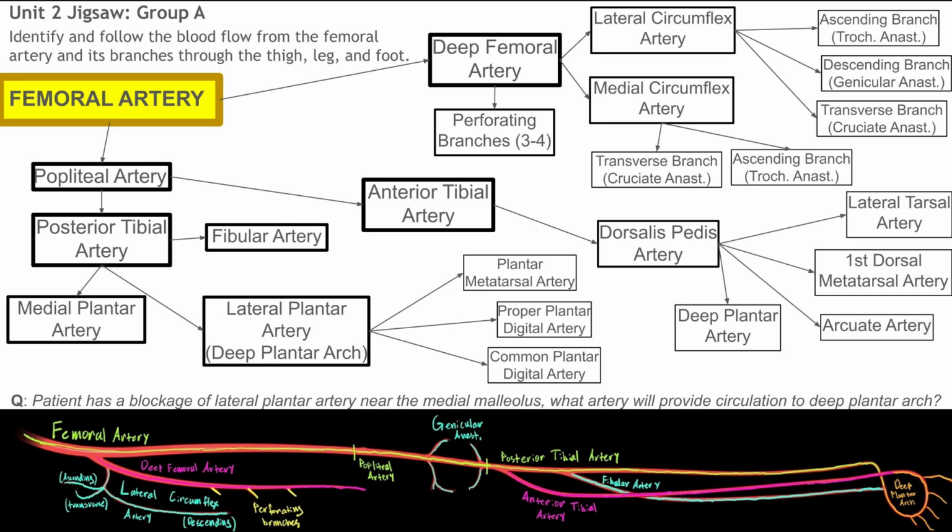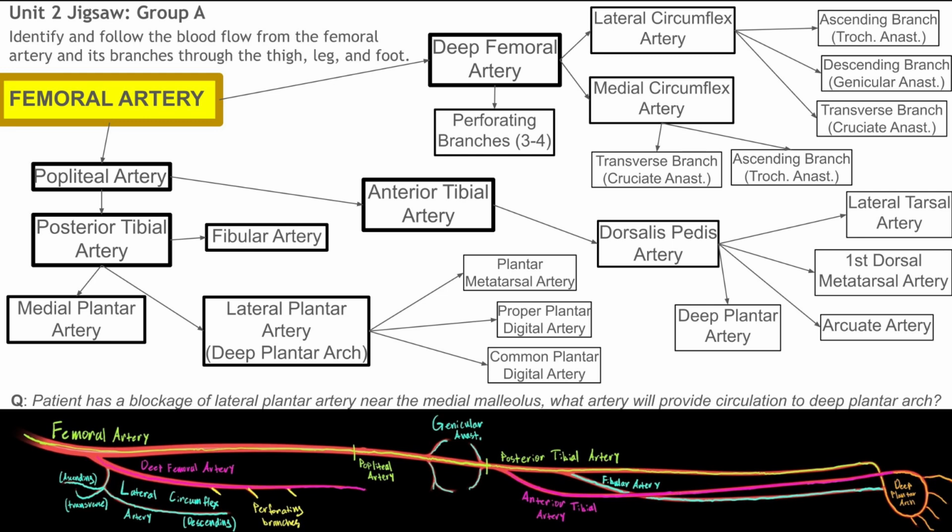From the dorsalis pedis, there are four branches: the lateral tarsal artery, the first dorsal metatarsal artery, the arcuate artery, and additionally the deep plantar artery. The posterior tibial artery has a branch making the fibular artery on the posterior and lateral calf, and additionally, the posterior tibial artery forks into the medial and lateral plantar arteries.